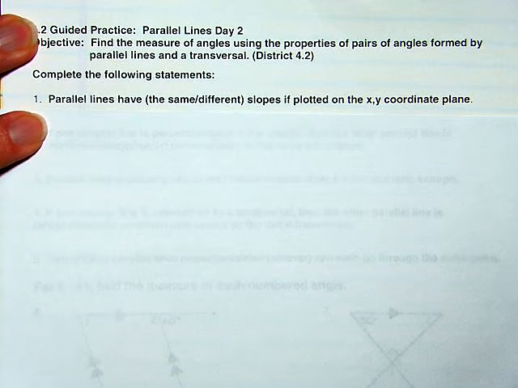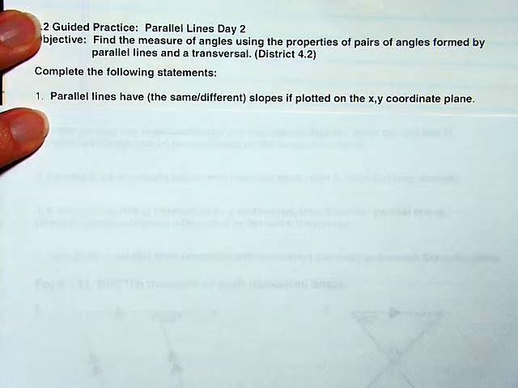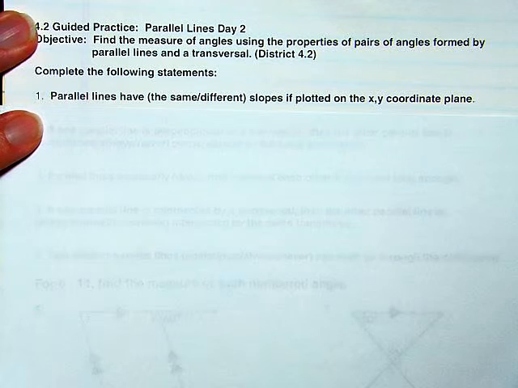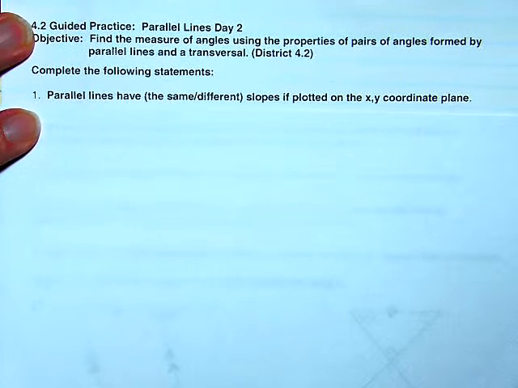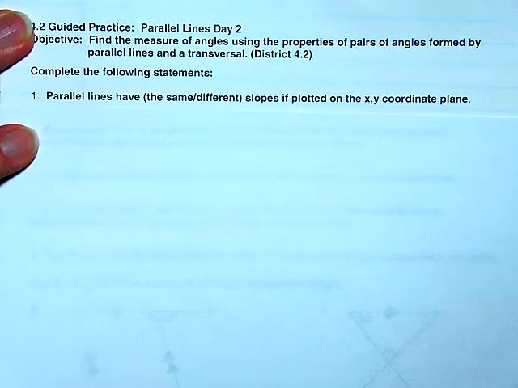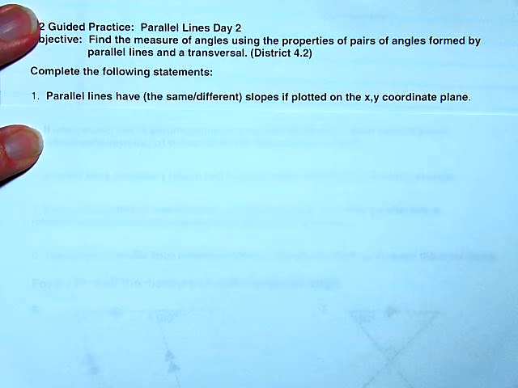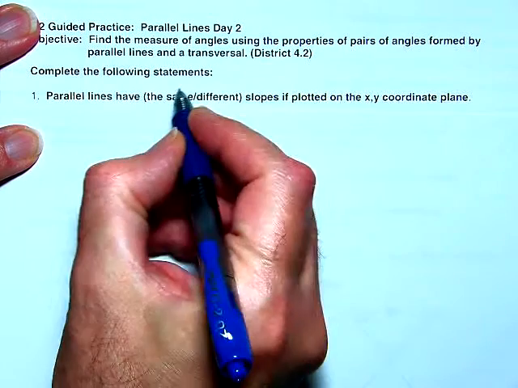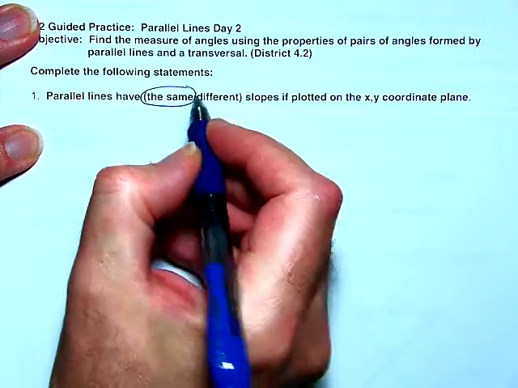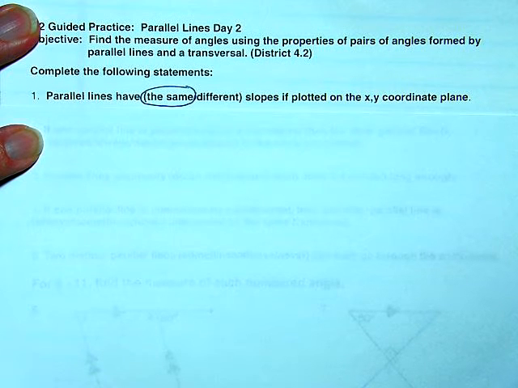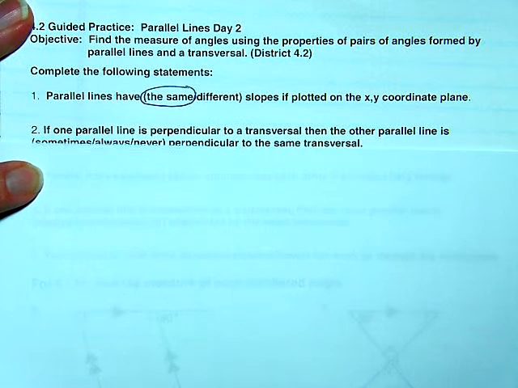Parallel lines have the same or different slopes if plotted on the xy coordinate plane. Well, we really haven't talked about this yet, but I'm hoping that you remember from Algebra 1 that parallel lines have the same slope. Okay, we haven't done any plotting yet. We hope to do some before the end of the unit, and then you'll see a lot more information about this, but parallel lines have the same slope. Let's go on to the second question.